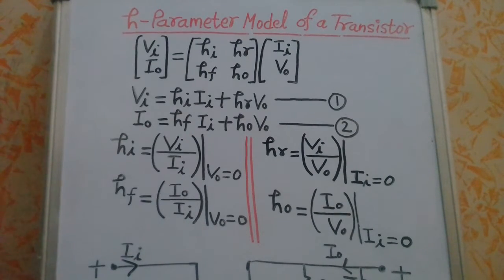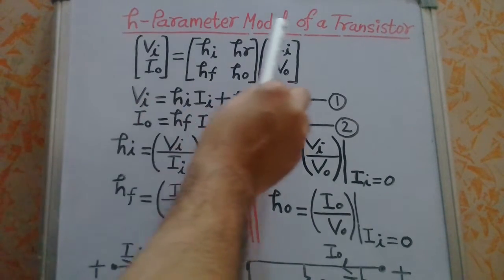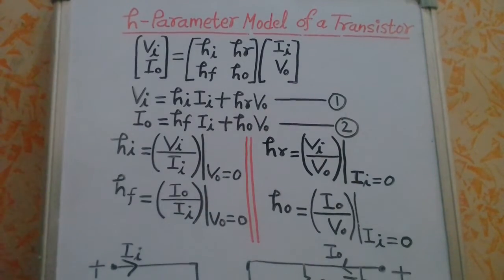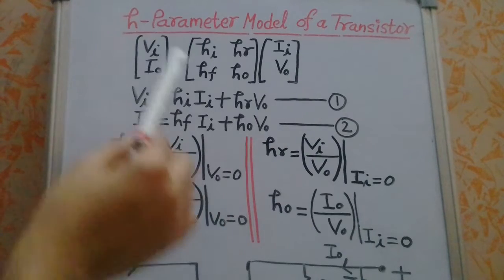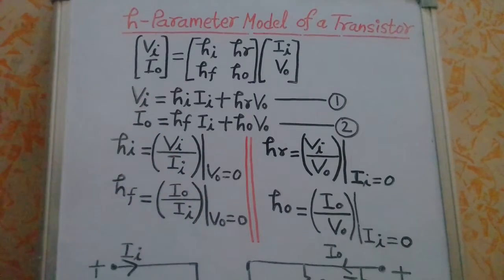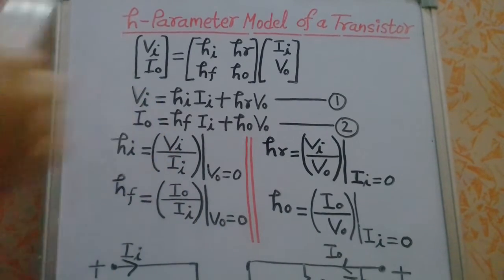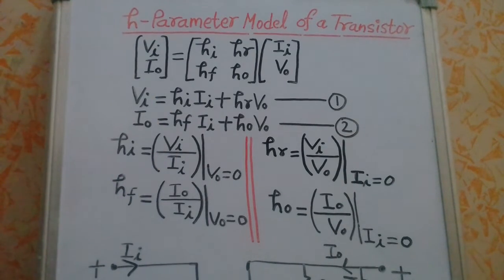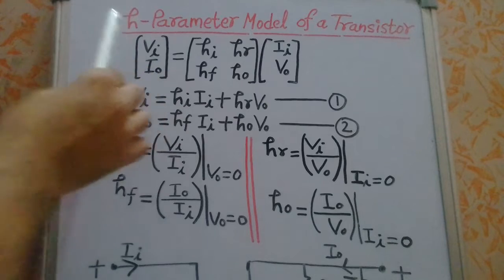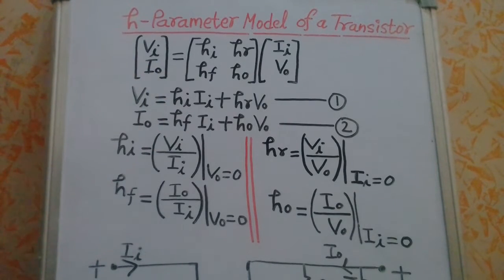So today let me discuss the h parameter model of a transistor. The word h stands here for hybrid. Hybrid means it's a mixture of various quantities that we have to calculate from this h parameter model that we are going to discuss now.